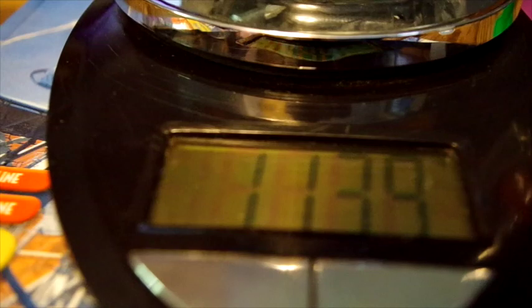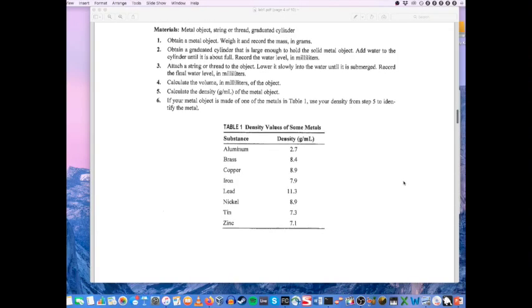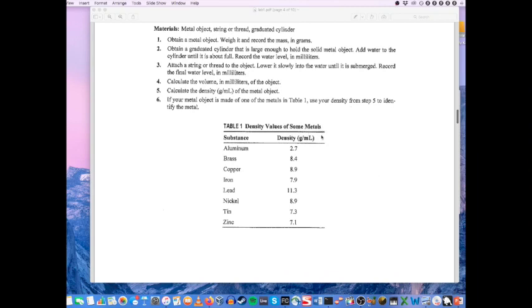Now, once you calculate the mass and the volume displacement, you can calculate the density of this metal and compare it to Table 1, which shows the densities of various metals that are commonly encountered. So part of your lab report will be calculating the density, and then based on that density, telling me which metal you think the nails are made of.